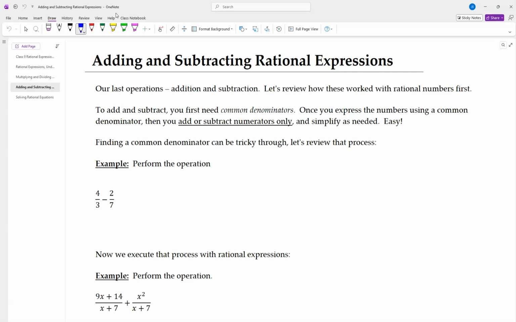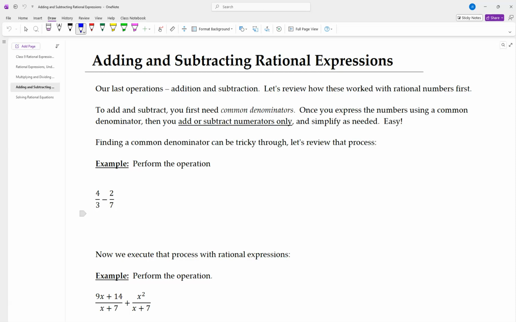It's a little bit of an art, but let's review it with numbers first, and then we'll worry about adding variables into the mix. So if we have 4/3 minus 2/7, right? We cannot just subtract the numerators and denominators straight across. We don't do that. No, no, no, no. So we need to make sure we have same size denominators, and so we need to search for a common denominator between 3 and 7.